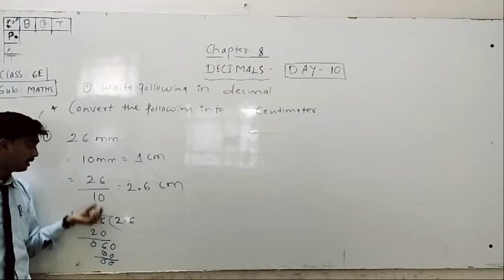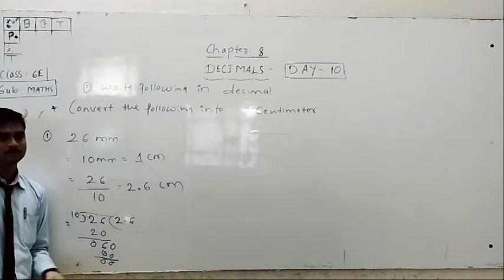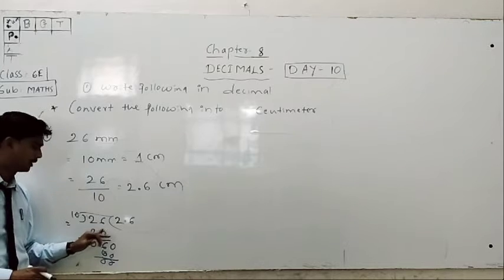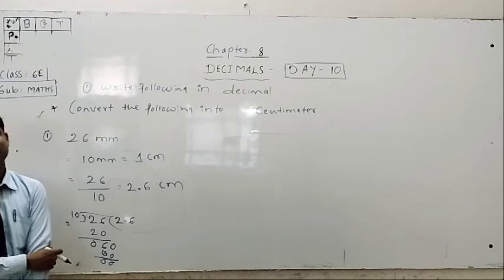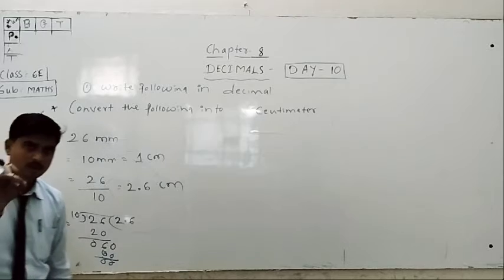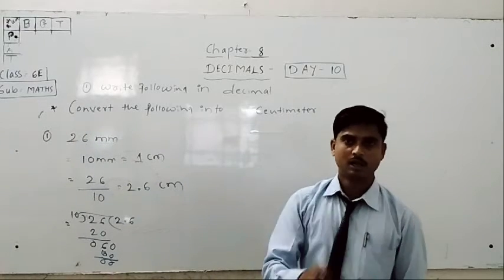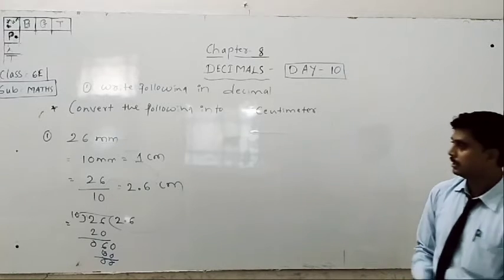Remember, if 10, 100, 1000 is given, you should do it directly. But if 10, 100, 1000 is not given, you should do this method only. I told you yesterday you should convert to 100. If possible, you should convert to 100 or 10 or 1000. If not possible, you should do it directly. Understand? Okay. Second one.